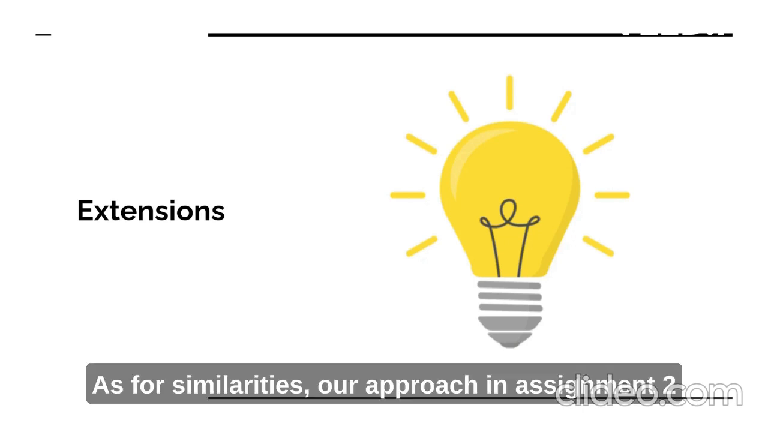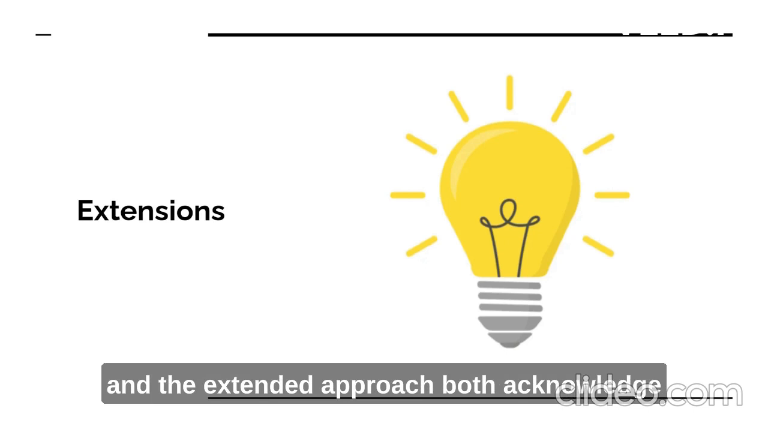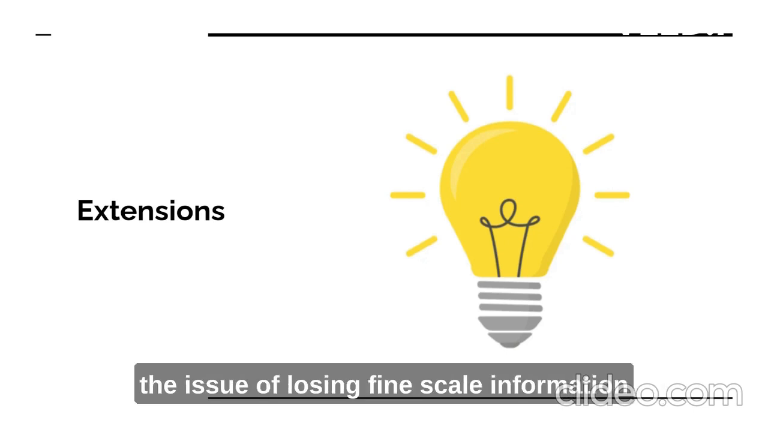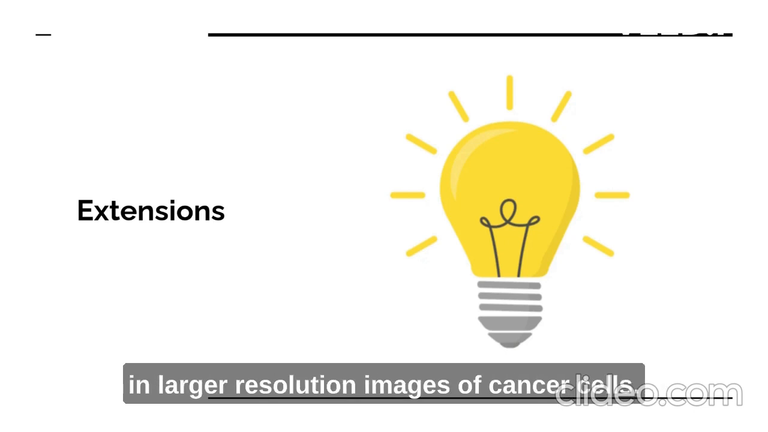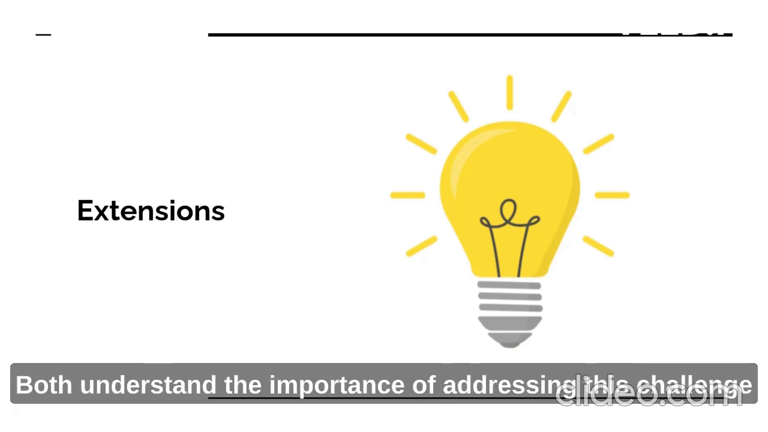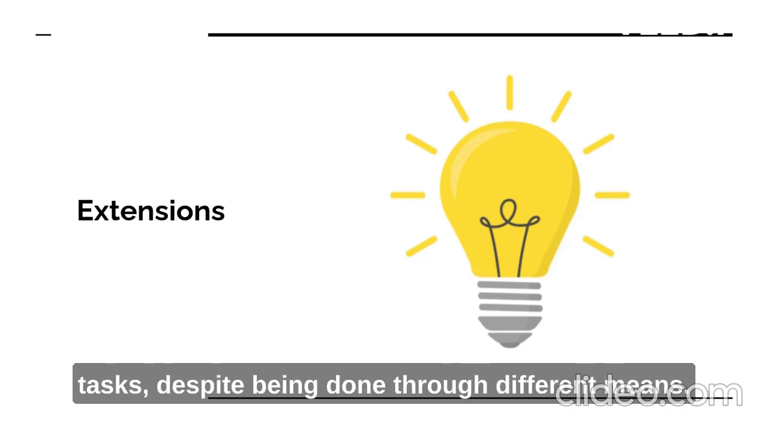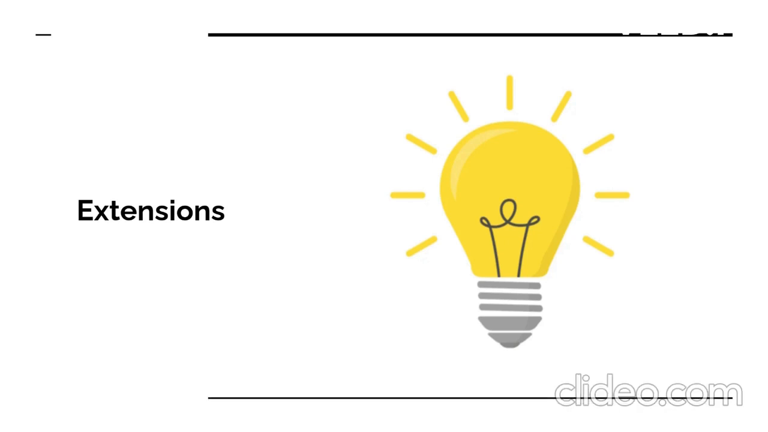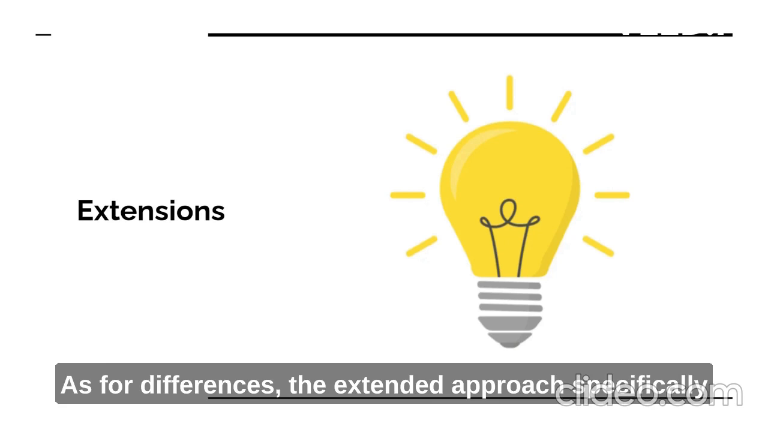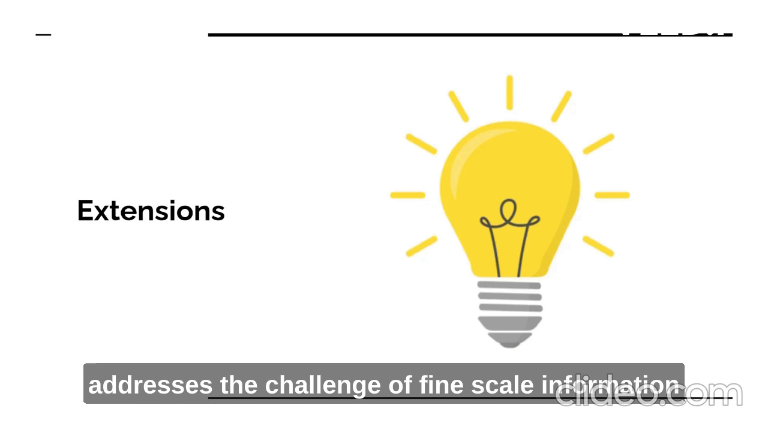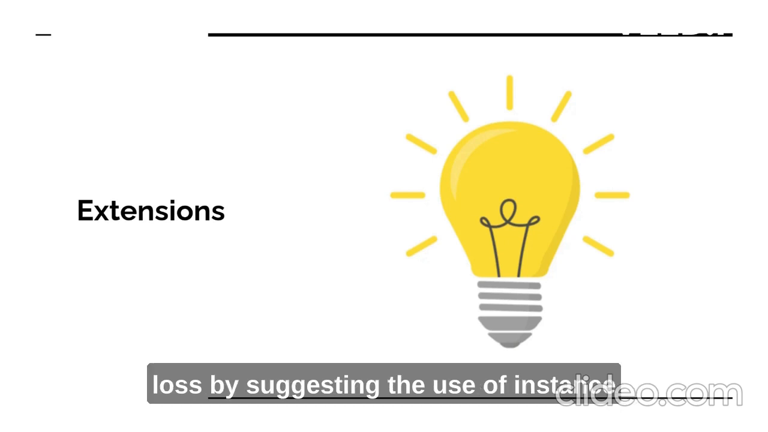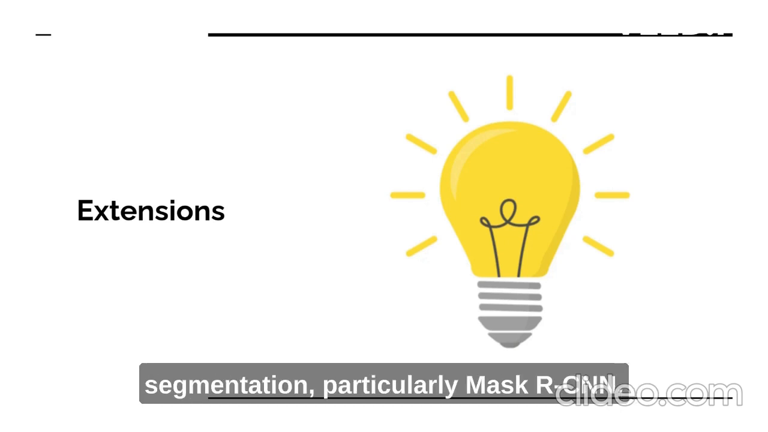As for similarities, our approach in assignment 2 and the extended approach both acknowledge the issue of losing fine-scale information in larger resolution images of cancer cells. Both understand the importance of addressing this challenge to improve the accuracy of classification or detection tasks, despite being done through different means. As for differences, the extended approach specifically addresses the challenge of fine-scale information loss by suggesting the use of instance segmentation, particularly Mask-RCNN.